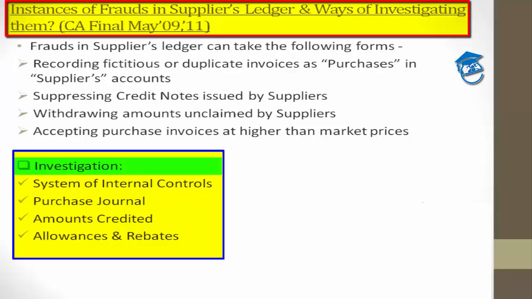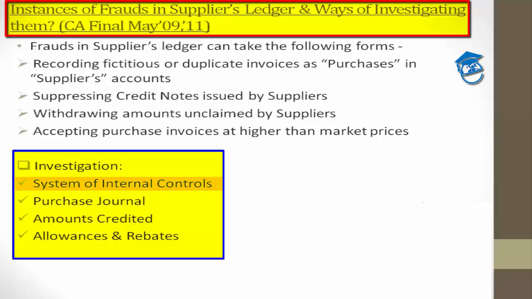As far as the investigation point of view is concerned, you need to have thorough knowledge about the following things. Number one, system of internal controls. First of all, you need to examine the system of internal controls in place in that organization in relation to purchases, and you need to identify the possibilities of collusion with suppliers or circumvention of those controls. That is the only place where you'll be able to get an overall idea of whether there are chances that the supplier's ledger and other things are going to be hit badly.